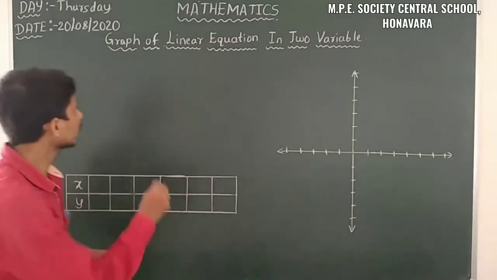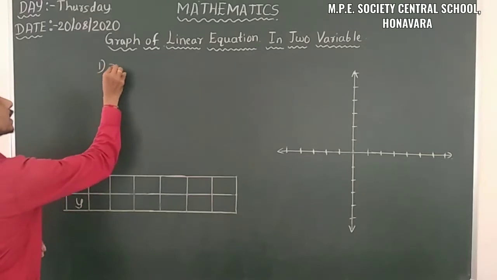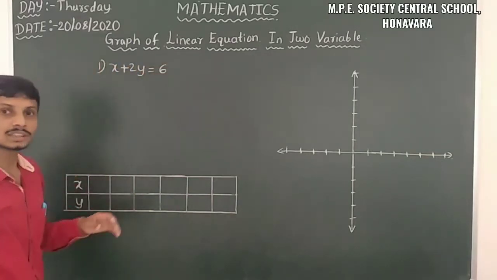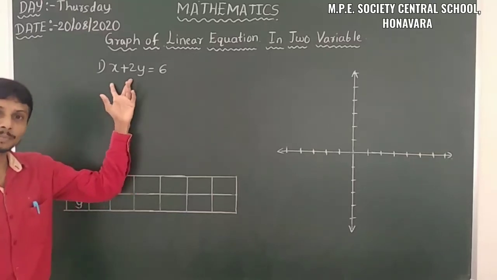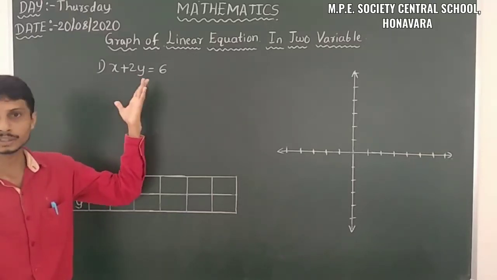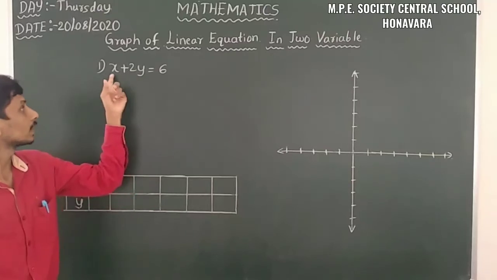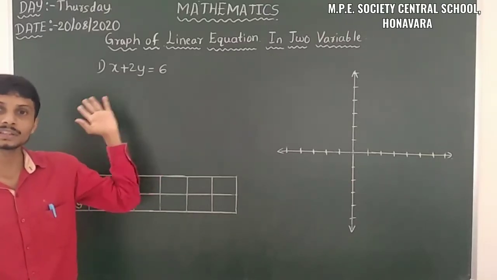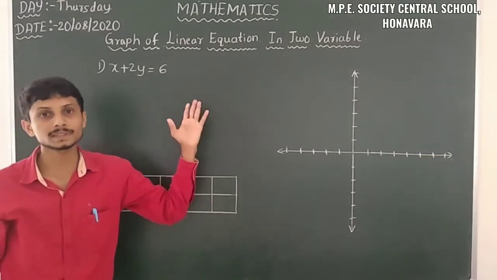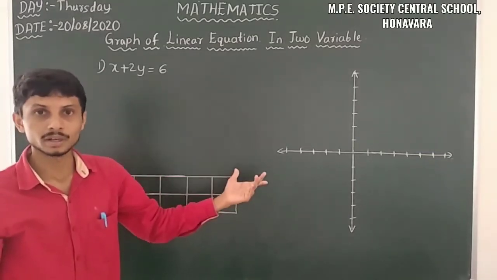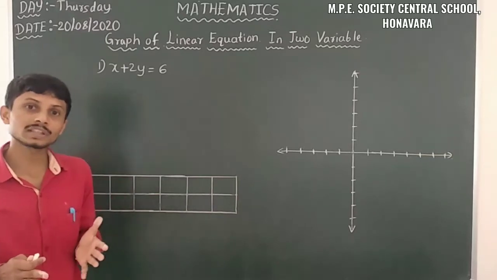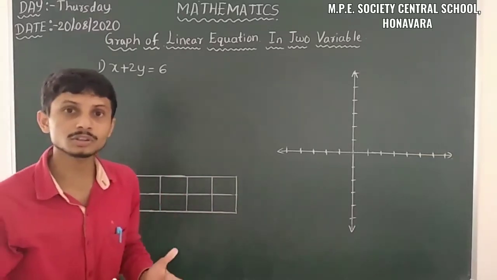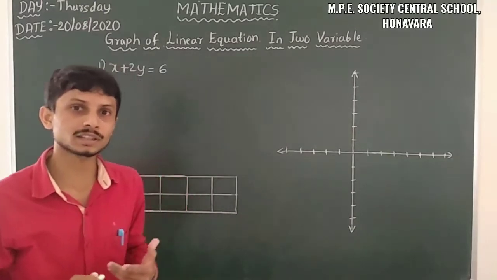So firstly I will take x plus 2y is equal to 6. Just observe that equation, whether it is in the form of ax plus by plus c is equal to 0. Yes, obviously, because here the x term is there, the y term is there, and the constant term is there. So that means it's in the form of ax plus by plus c is equal to 0. And again we have to observe whether it is having infinitely many solutions or one solution or two solutions. We have to check that one.